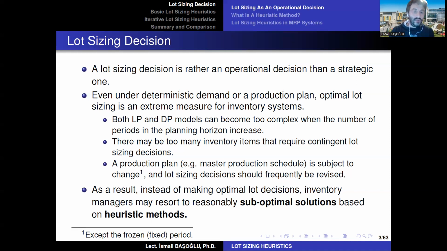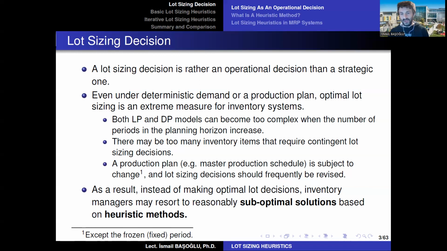So there is this thing also I need to mention. Even if you develop a master production schedule for a while, and you determine your lot sizes based on the master production schedule, whenever a change occurs in the master production schedule, there is some part of it that you can never ever change. That is called the frozen period or the fixed period.